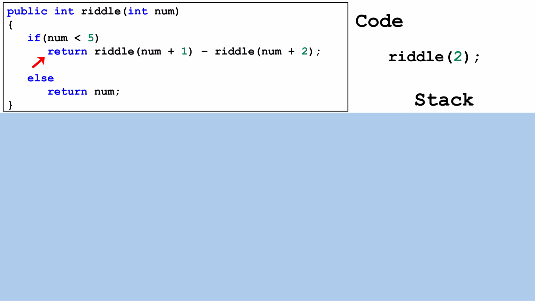It has a recursive case first where it calls itself and passes num plus 1, then subtracts a second call in which it passes num plus 2. The base case returns the value of num.